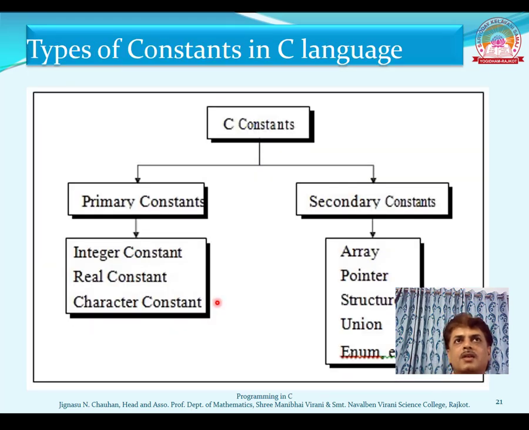Let us see various types of the constants available in C language. Constants in C language consist of primary constants and secondary constants. Primary constants have three basic types, that is integer constants, real constants, and character constants. Whereas secondary constants have 5 different types like array, pointer, structure, union, and enum.